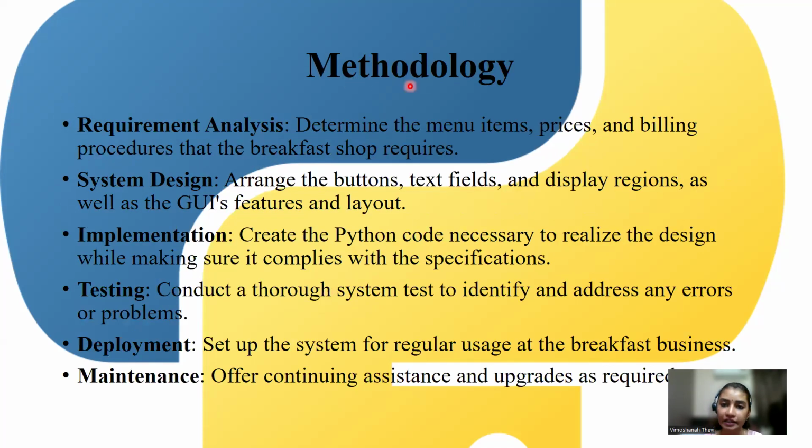Next, methodologies. Requirement analysis. Determine the menu items, prices, and billing procedure that the breakfast shop requires. Next, system design. Arrange the buttons, text fields, and display region as well as the GUI features and layout. Next, implementation. Create the Python code necessary to realize the design while making sure it complies with the specification.